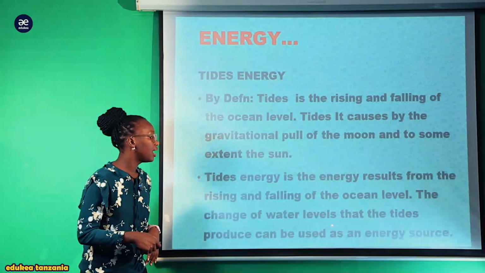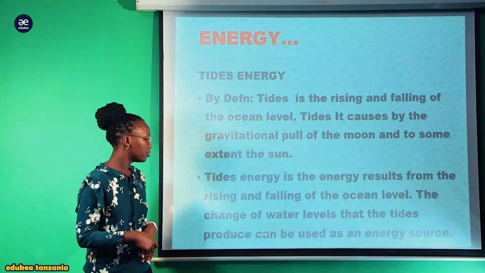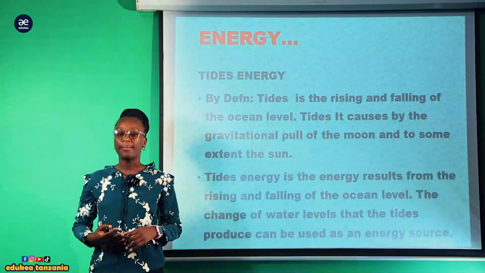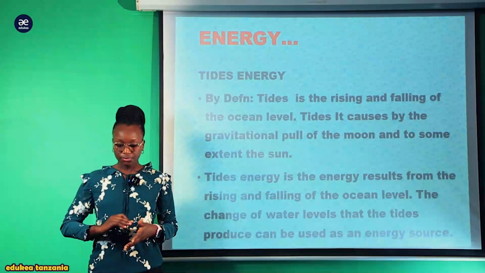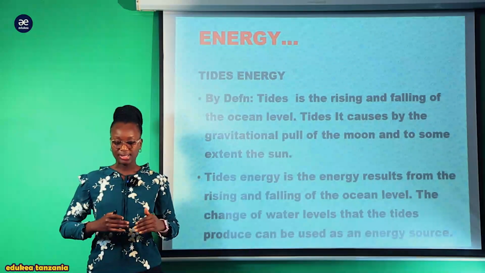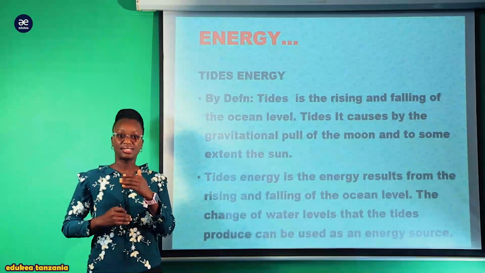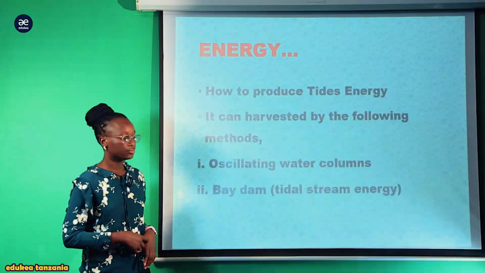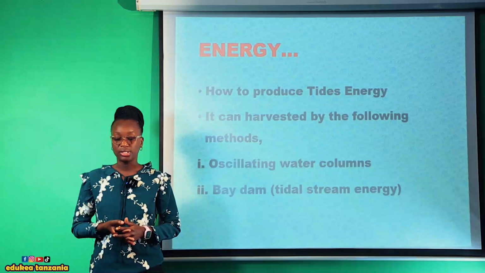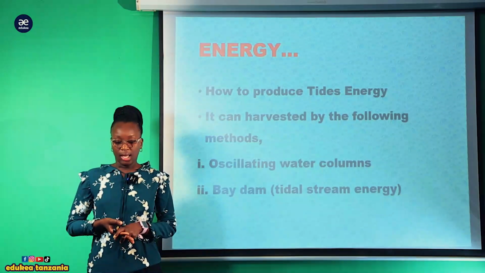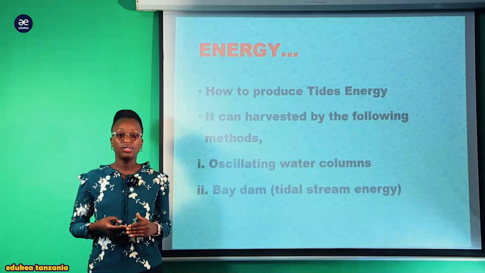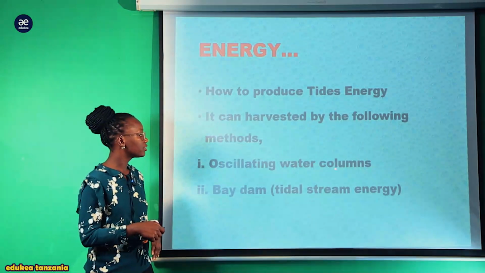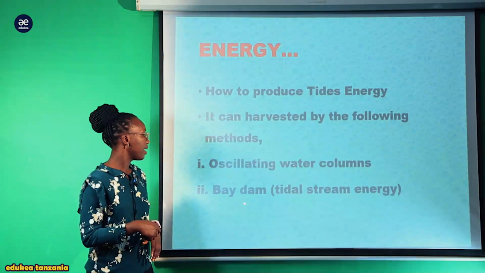The change of water level that the tides produce can be used as an energy source. Kwamba ile change sasa of water level that the tides produce, ile changes is where it can be used as the source of energy. Now, how to produce this? It involves two methods of producing it. The first one is the oscillating water column, and another is the bay dams.